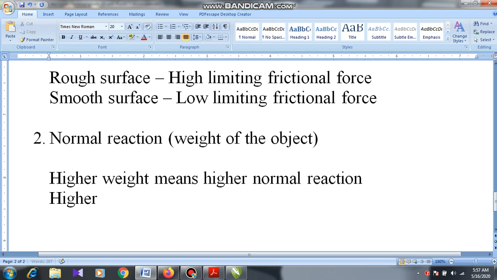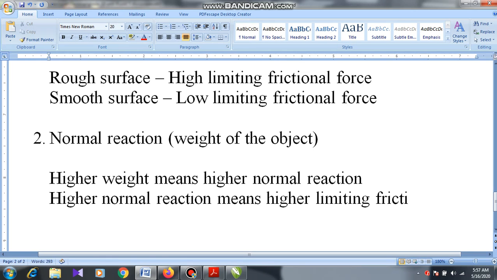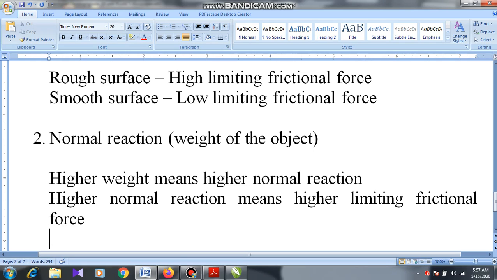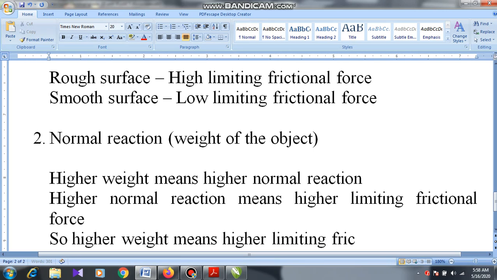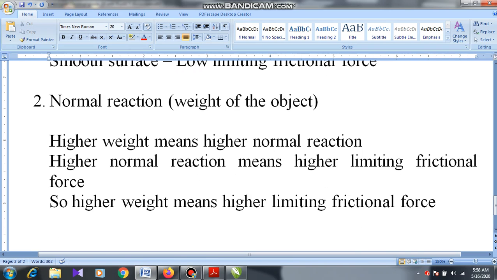Higher normal reaction means higher limiting frictional force. So higher weight means higher limiting frictional force. Okay, so this is the note for you.